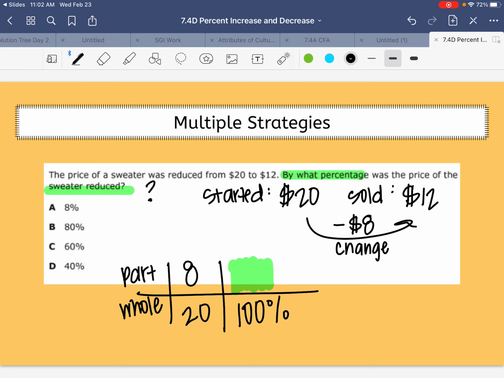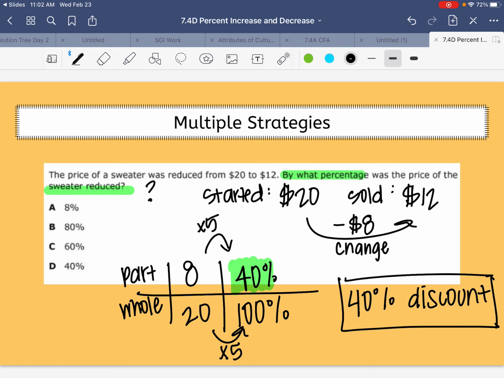And so we want to create equal ratios or equal fractions. I see that I can find a multiplicative relationship between 20 and 100 by multiplying by 5. So 8 times 5, because again, I'm creating equal fractions, gives us 40%. So the price of the sweater was reduced by 40%. It was a 40% discount.